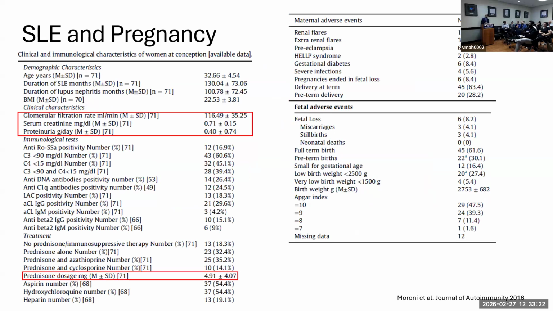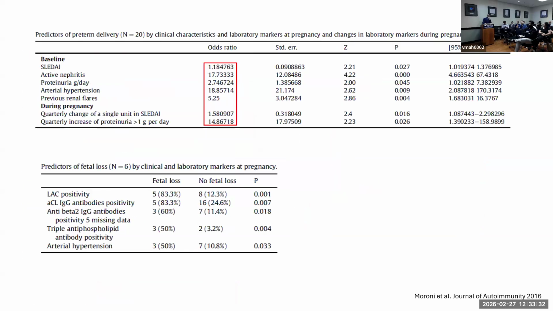As we could see, the average creatinine was 0.7, proteinuria was only 0.4 grams, and they were on a low dose of prednisone, about 5 milligrams per day. And out of this paper, they looked at what were some of the predictors of preterm delivery, because as we just mentioned, there's a very high rate of preterm delivery in these SLE patients.